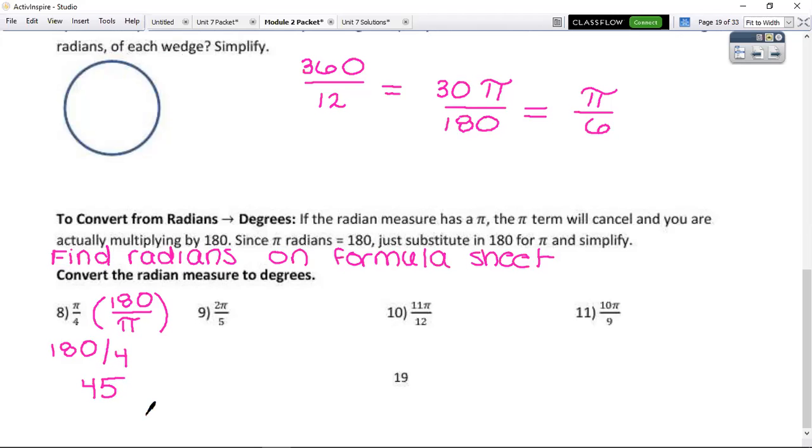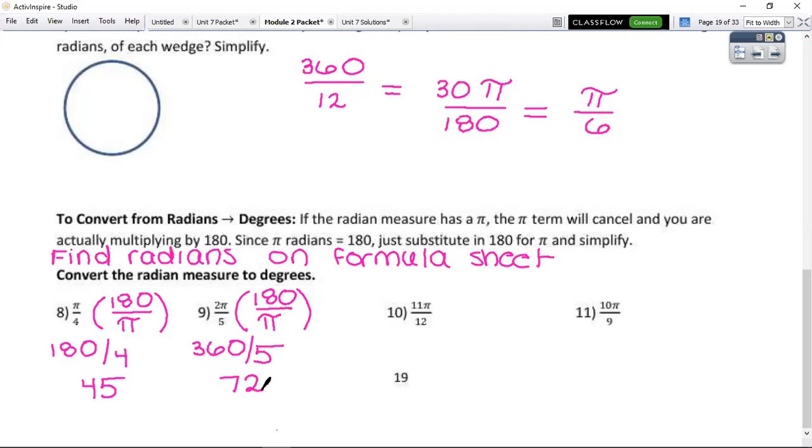So next, I'm going to do the same thing. I'm going to multiply top and bottom by 180 over pi. And you'll notice that when pi is there, it continues to cancel. So this is really 360 divided by 5. Someone have that? Thank you, 72 degrees. Awesome.